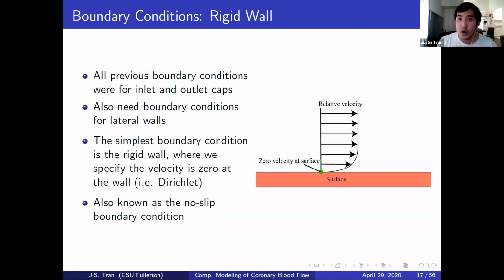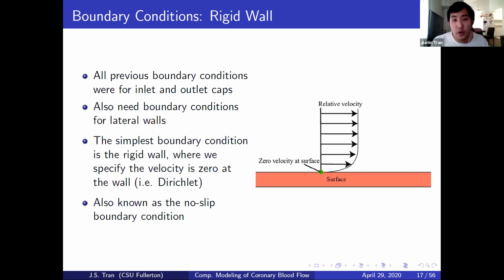Okay, so those are all the typical boundary conditions that you can have for the inlets and the outlets. But we haven't talked about the walls yet. When you have your 3D model, you have the lateral walls of your blood vessels. So those guys need boundary conditions too. The first condition that I'll go over is called the rigid wall boundary condition. With the rigid wall boundary condition, we basically assume that the blood is not going to slip at the wall. What that essentially means is that we're going to assume that the velocity goes to 0 at your solid surface. Okay?